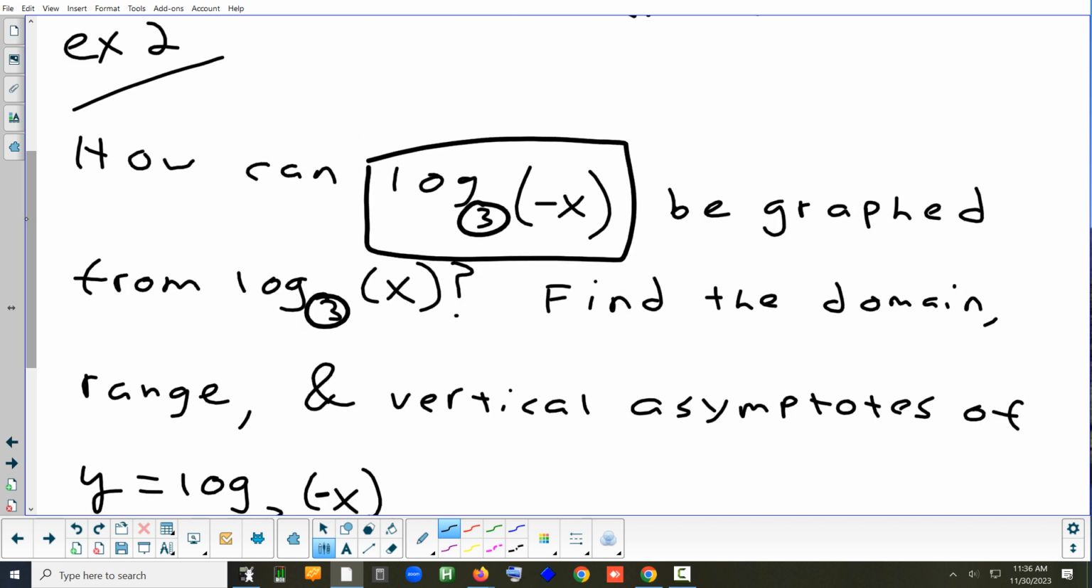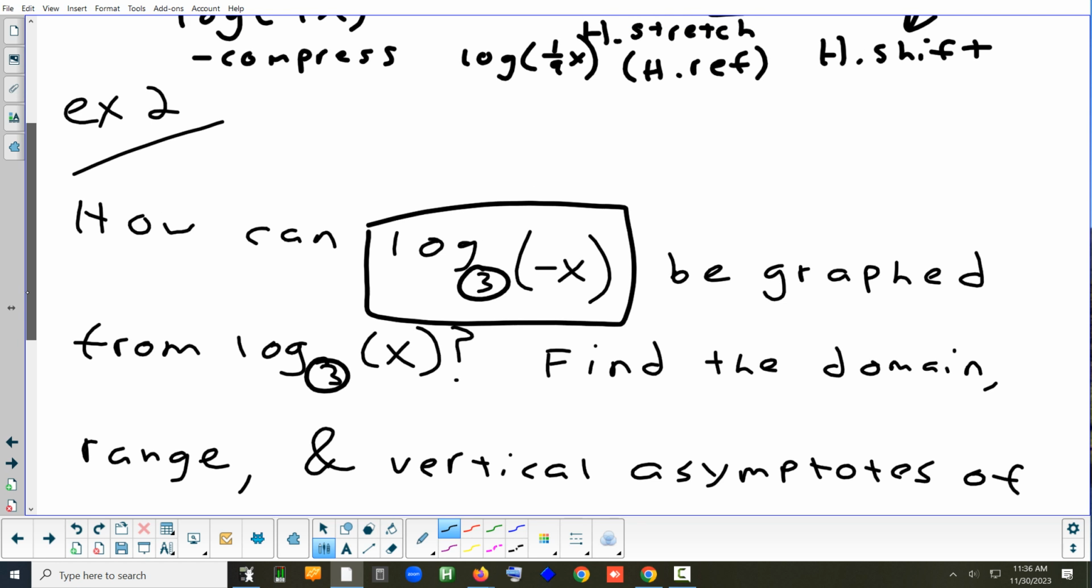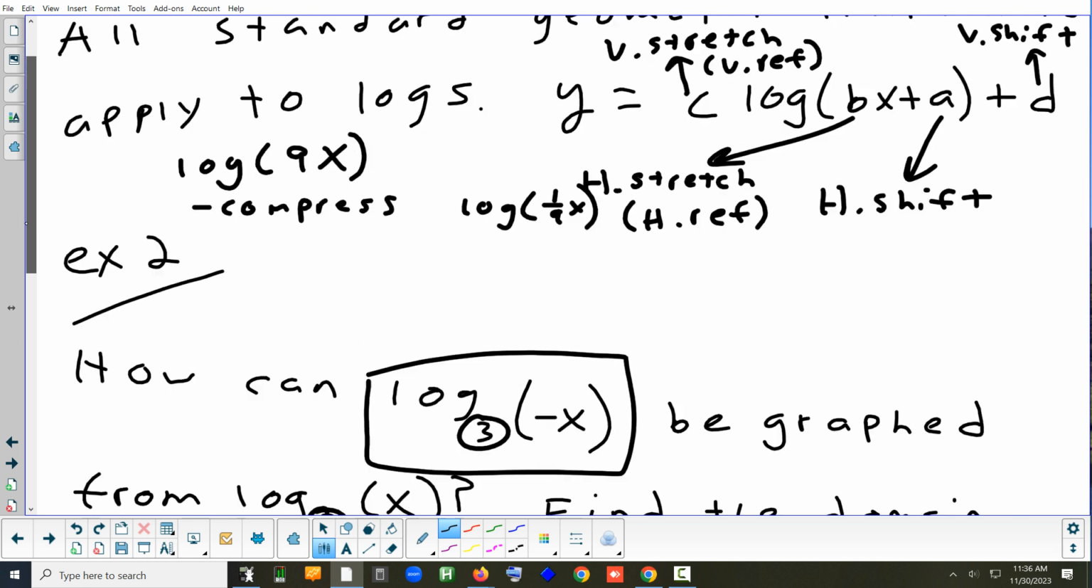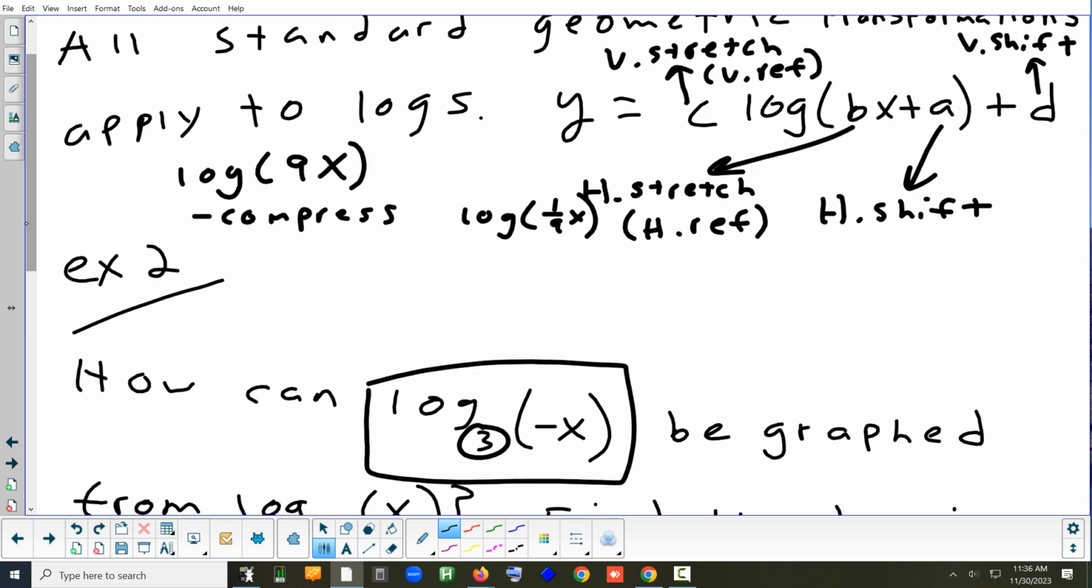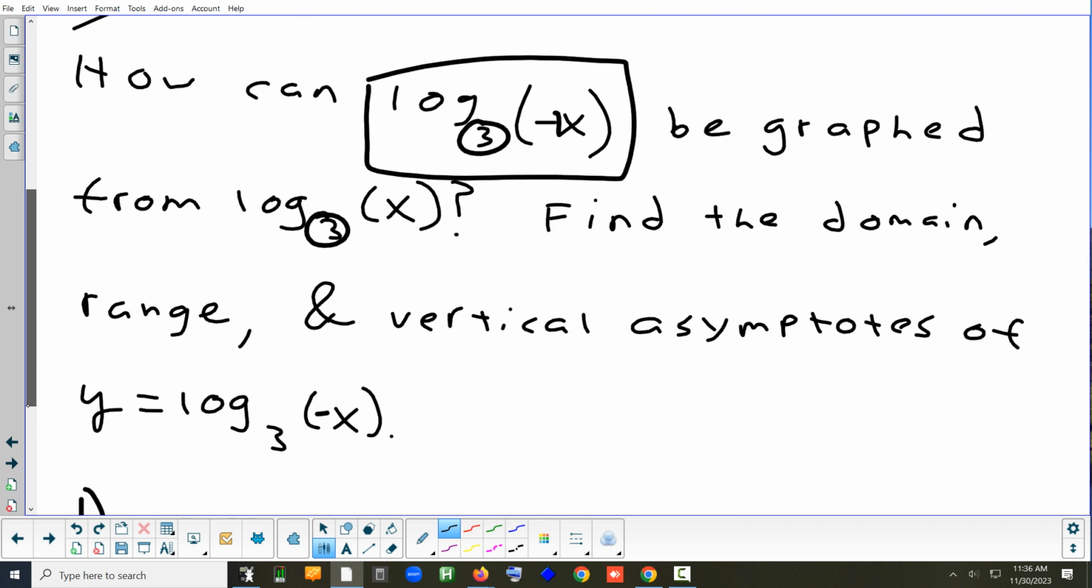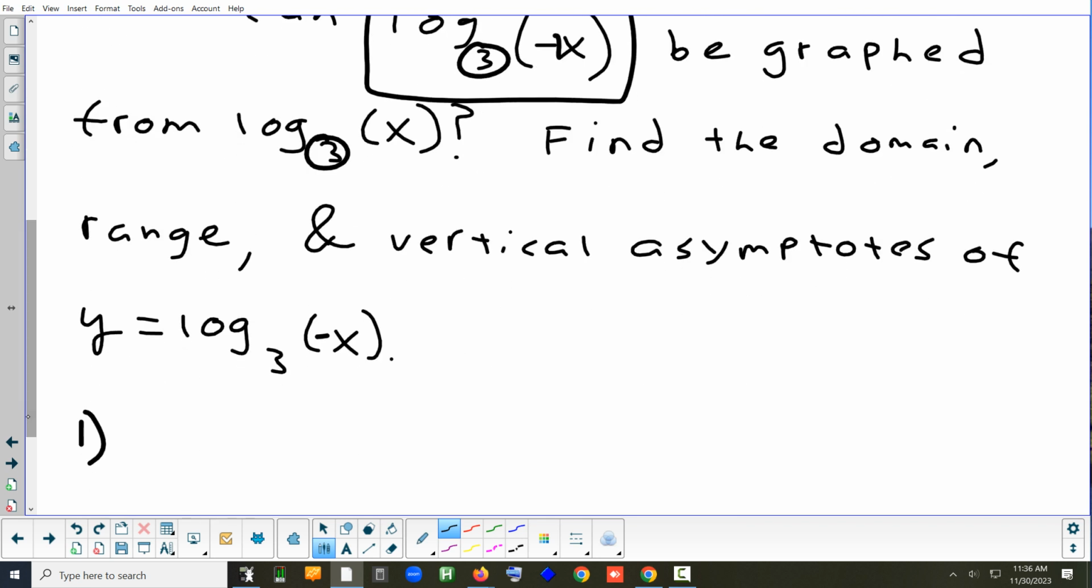That negative is really in what spot, if you look at the diagram? It's in the spot where B would go. If you want to think of it as a number, it's like having a negative 1x. What is that negative going to do? Horizontal reflection. And that's it. That's the only transformation that happens.